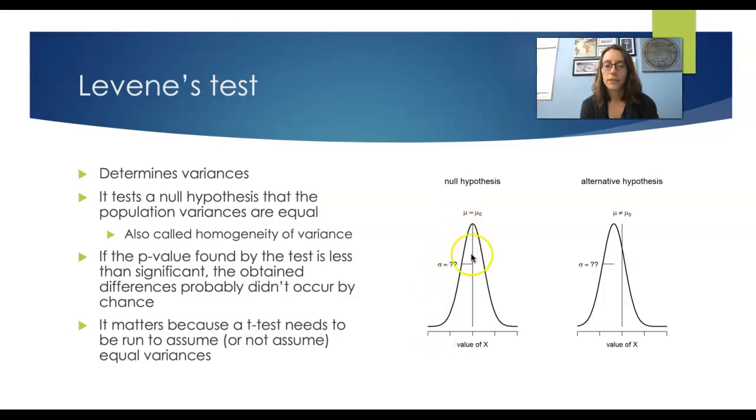So our null hypothesis is that everything is equal, right? So one side equals the other side because it is a bell curve. Our alternative hypothesis says they're not equal, that there's a difference here. And so you can see the value of x changes based on those hypotheses.